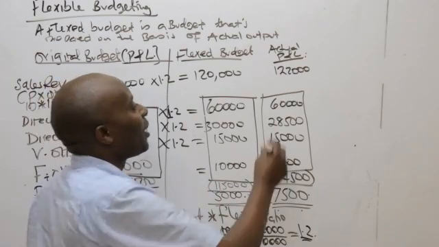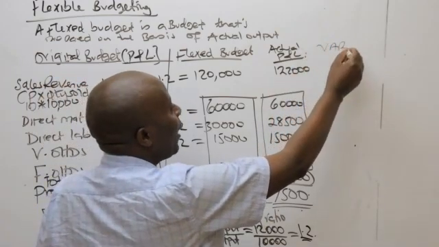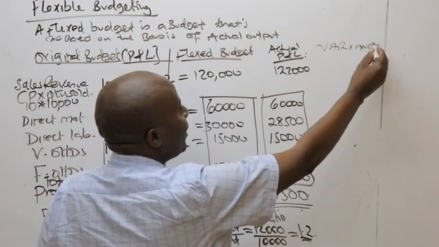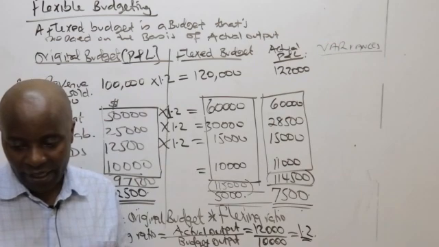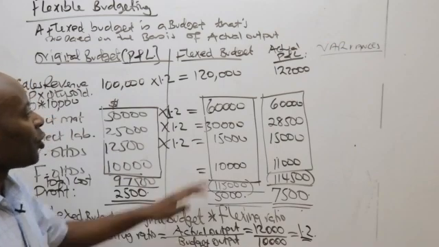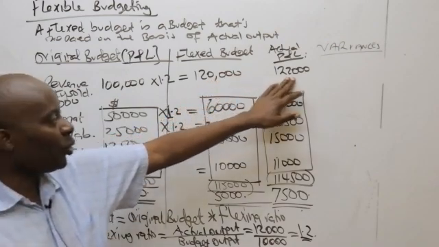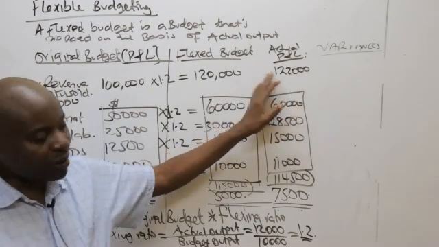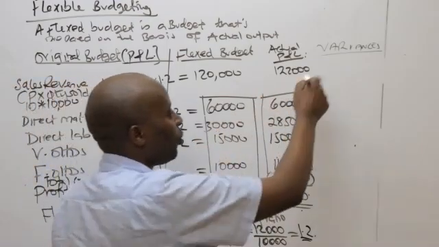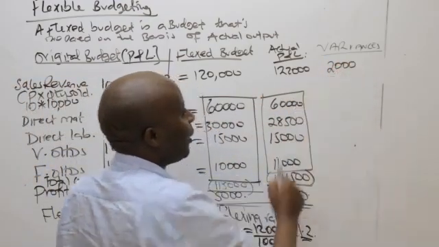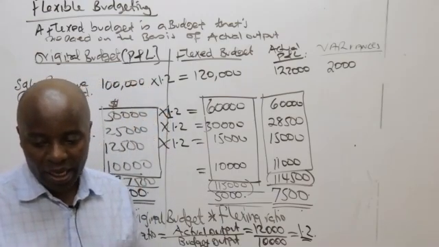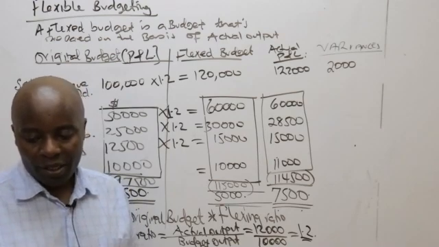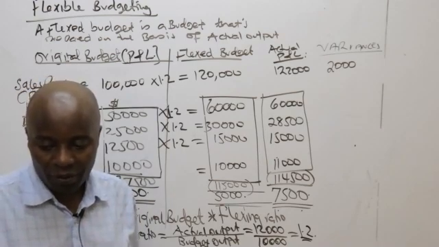So create a column here of variances. Basically variances are differences. Differences we are subtracting normally. So you take 120,000 minus 122,000. What is the difference here? The difference that I have here is 2,000. But now you need to tell me, is this 2,000 adverse or favorable?